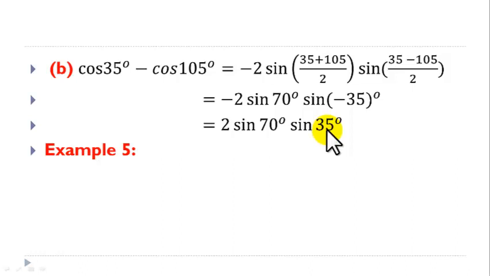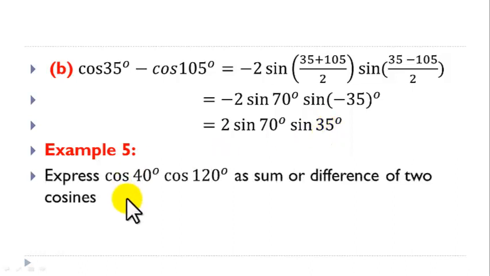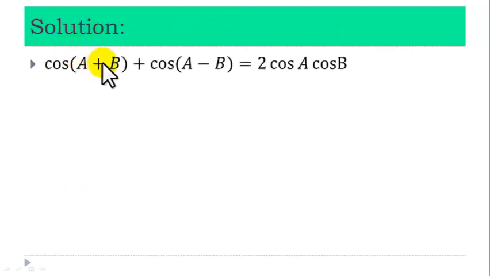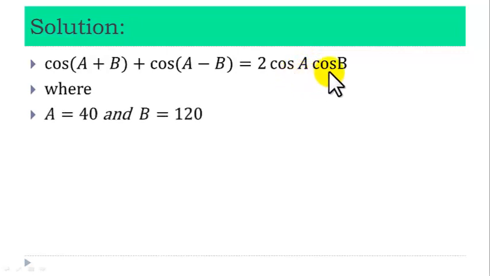Example 5. Express cos 40 degrees cos 120 degrees as a sum or difference of two cosines. Solution. We recall that cos(A plus B) plus cos(A minus B) is equal to 2 cos A cos B. Let us put A equal to 40 degrees and B equal to 120 degrees.